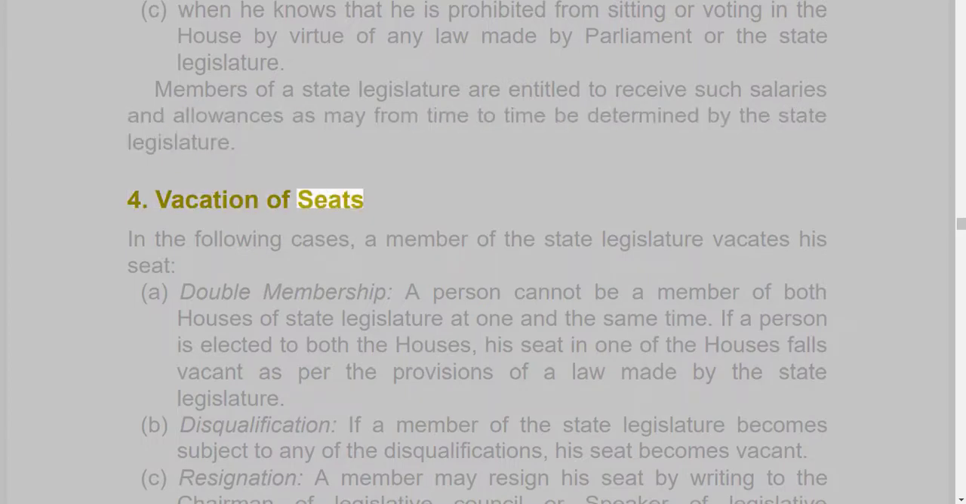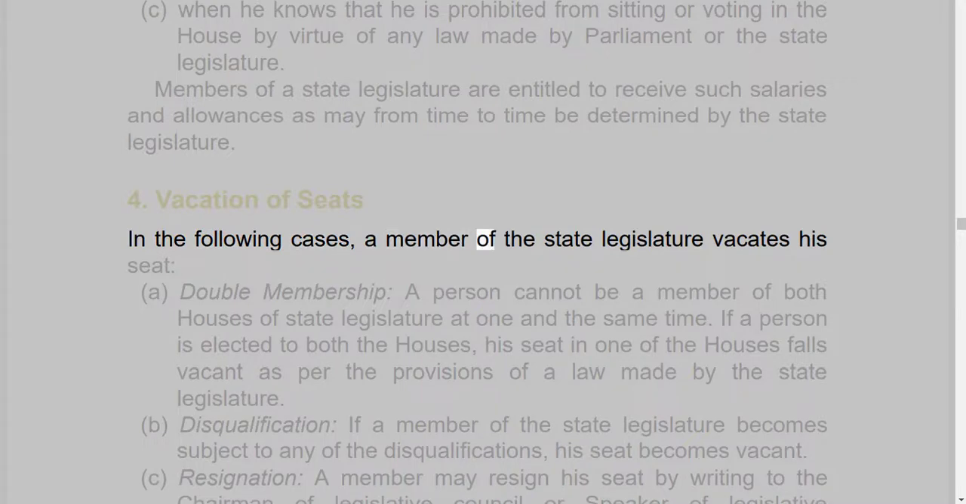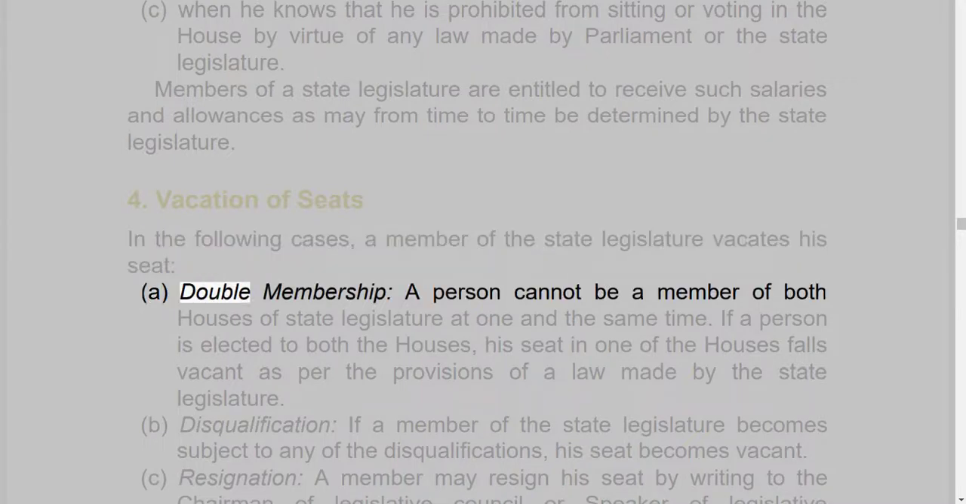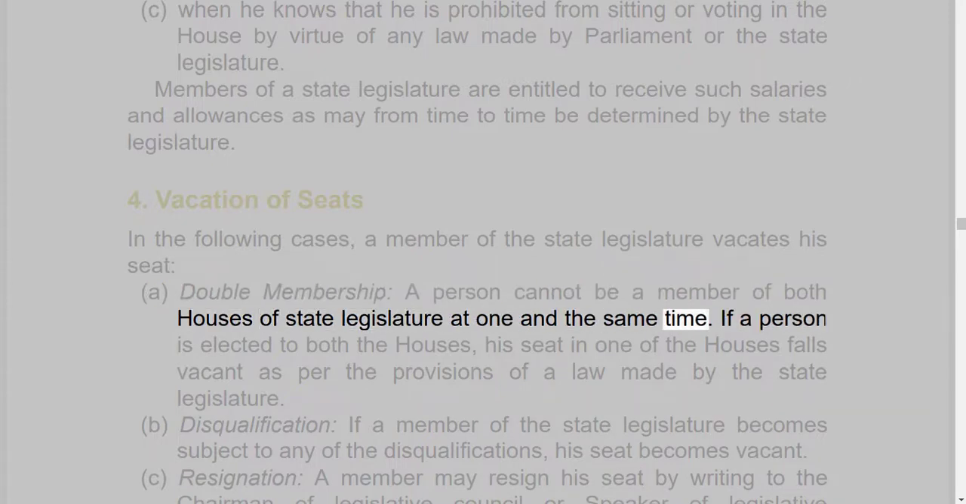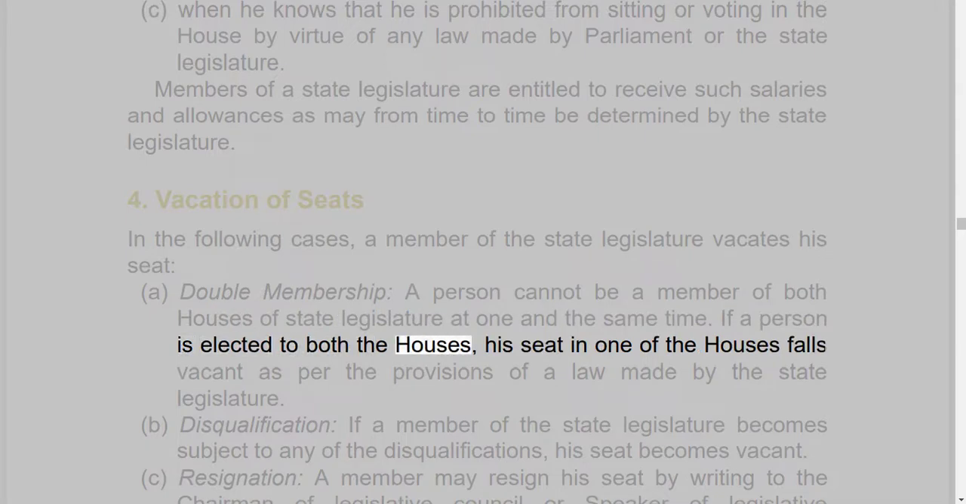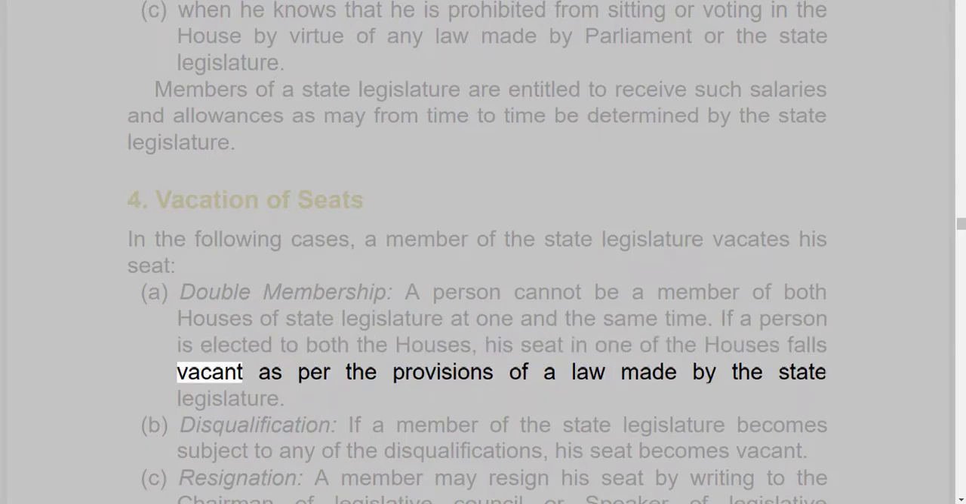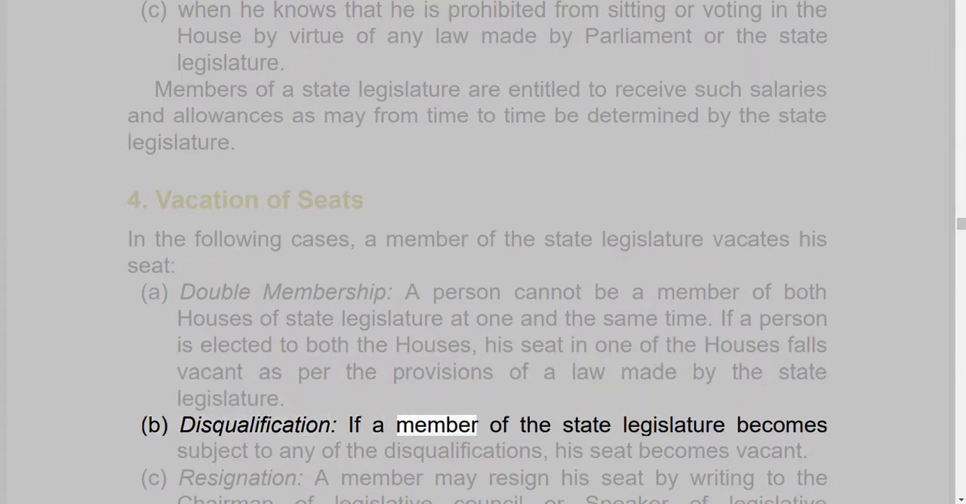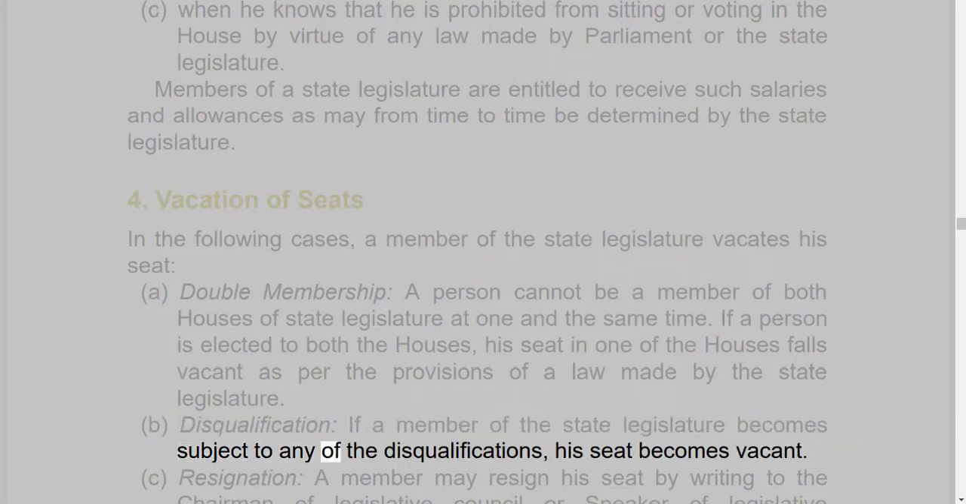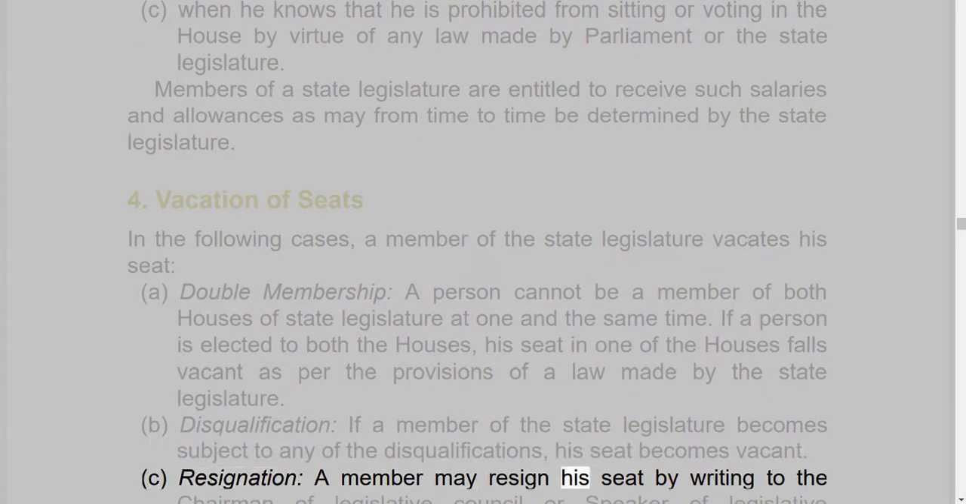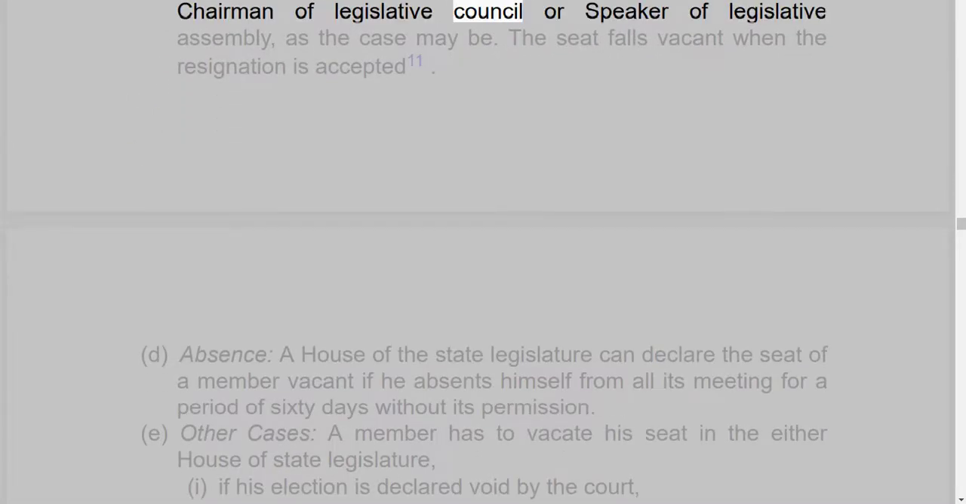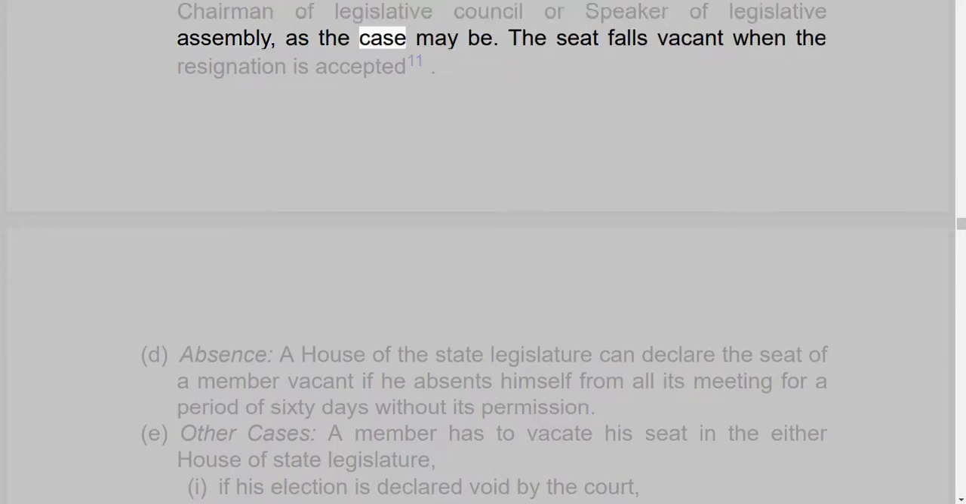Vacation of seats. In the following cases, a member of the state legislature vacates his seat. A. Double membership. A person cannot be a member of both houses of state legislature at one and the same time. If a person is elected to both the houses, his seat in one of the houses falls vacant as per the provisions of a law made by the state legislature. B. Disqualification. If a member of the state legislature becomes subject to any of the disqualifications, his seat becomes vacant. C. Resignation. A member may resign his seat by writing to the Chairman of Legislative Council or Speaker of Legislative Assembly, as the case may be. The seat falls vacant when the resignation is accepted.